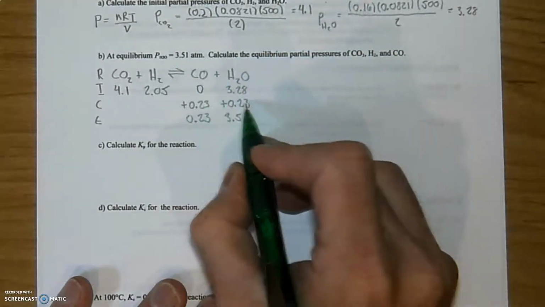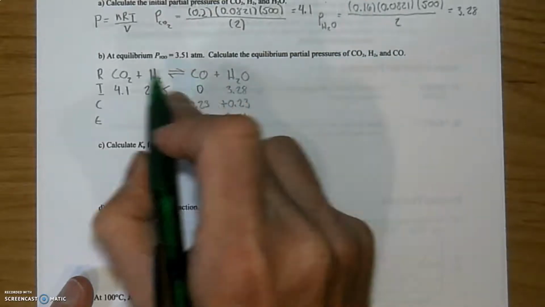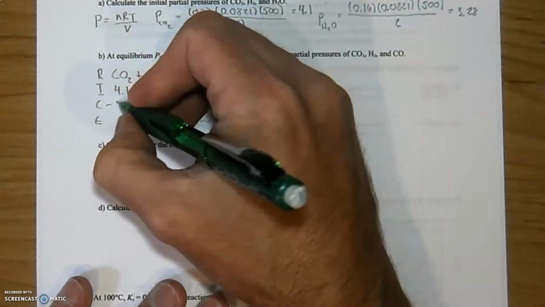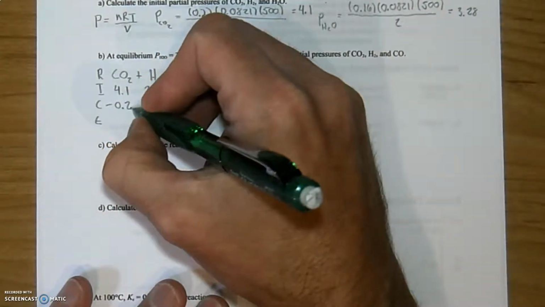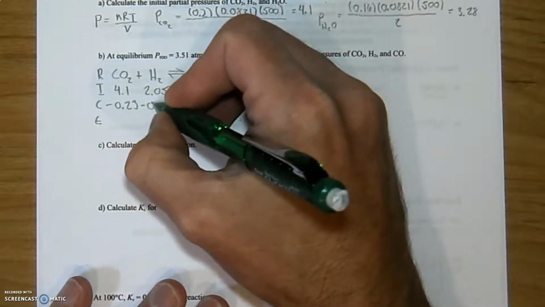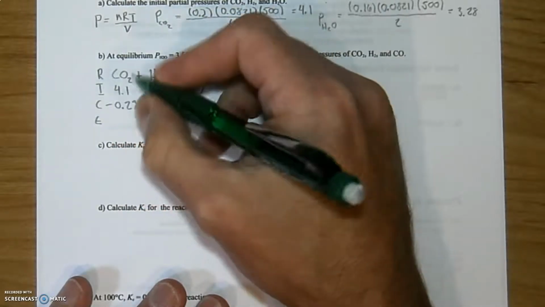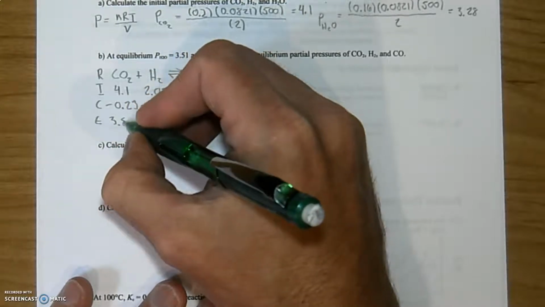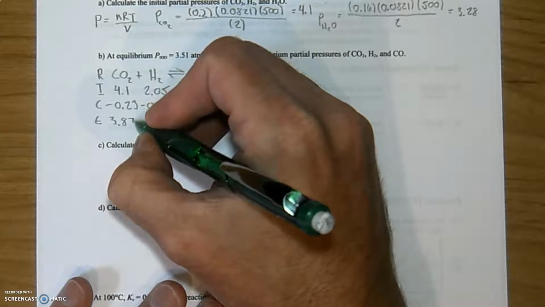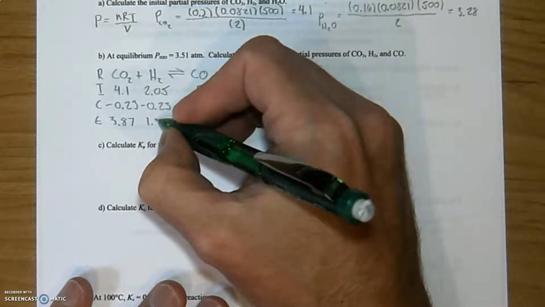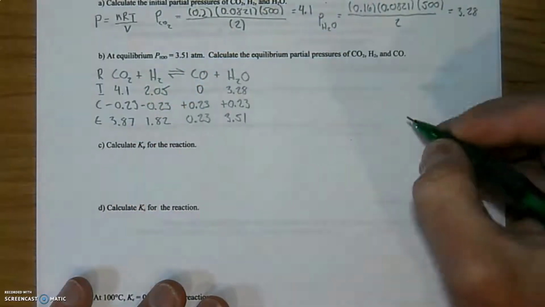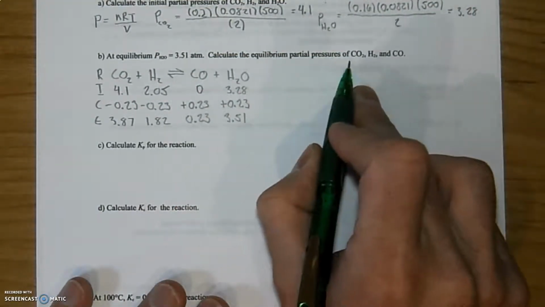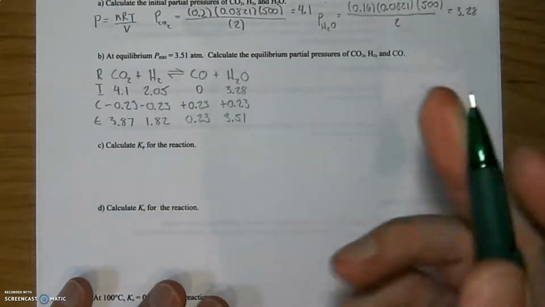And if these went up by that amount, pay attention to the coefficients up here. So stoichiometry, they happen to be the same number. These all went down by that exact same amount. And I just do the math, and I'll end up with 3.87 and 1.82 over here. All right, fantastic. Calculate the equilibrium partial pressures of the three, and okay, I did them all, so there they are.